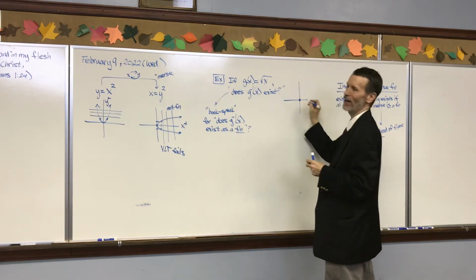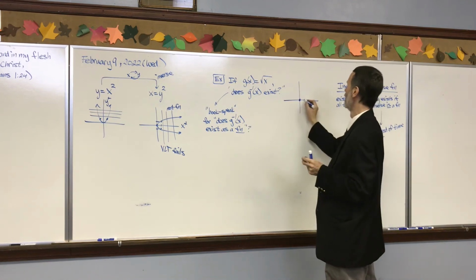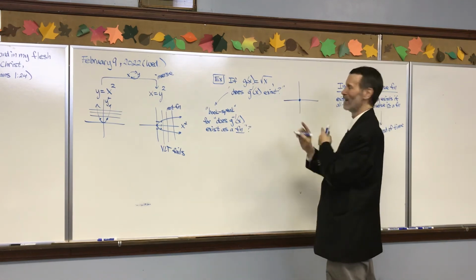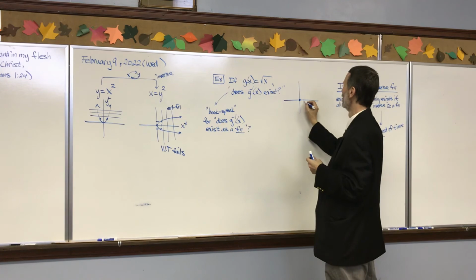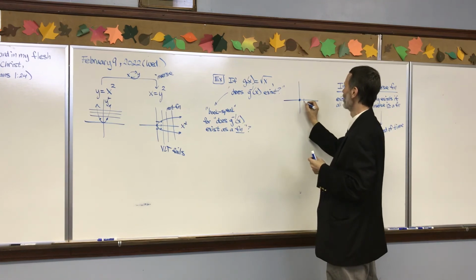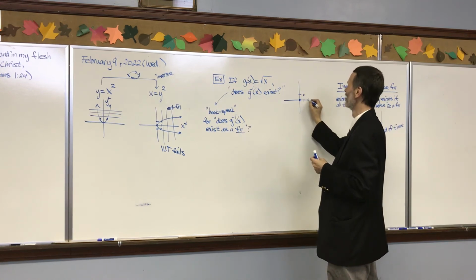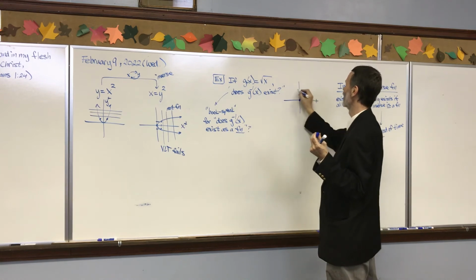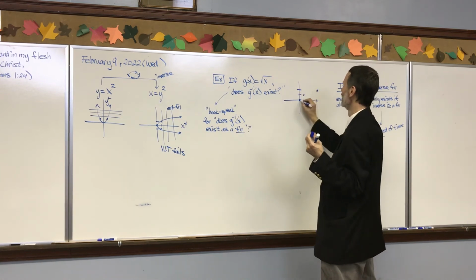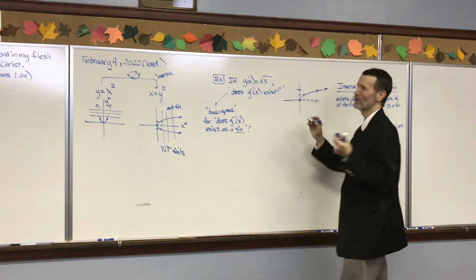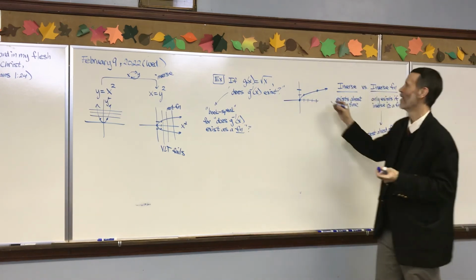Give me the first pattern jump. Over 1, up 1. Over 4, up 2. Over 9, up 3, etc. This is g of x.